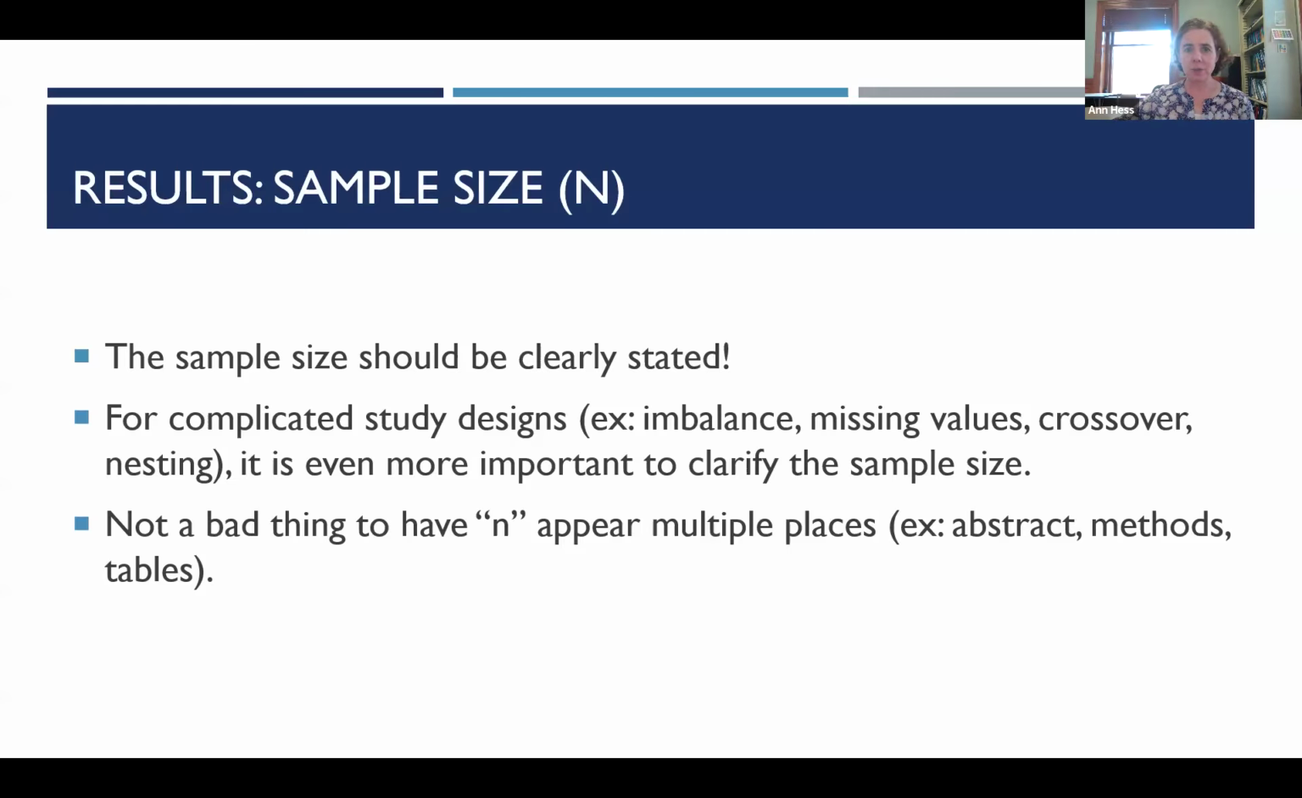There are many times when the sample size actually gets complicated. So examples are when there's imbalance or missing values, and maybe missing values only for some response variables, crossover designs, nesting. In those cases where it's harder to talk about the sample size, that just makes it more important to clarify the sample size throughout the article, okay?